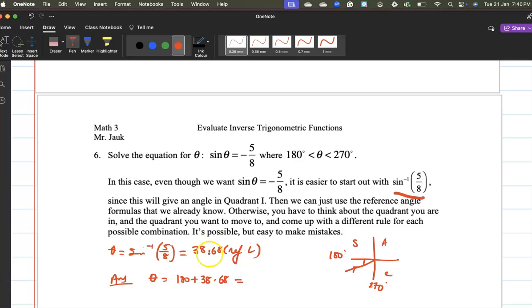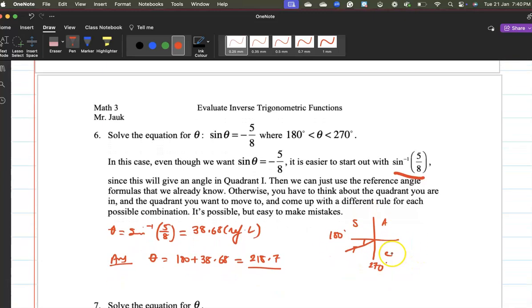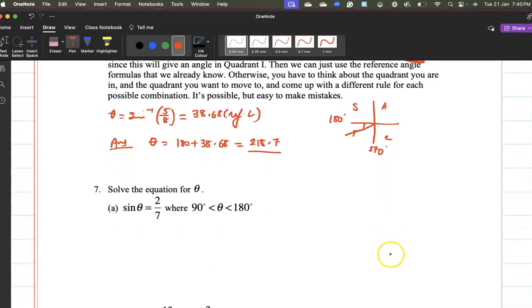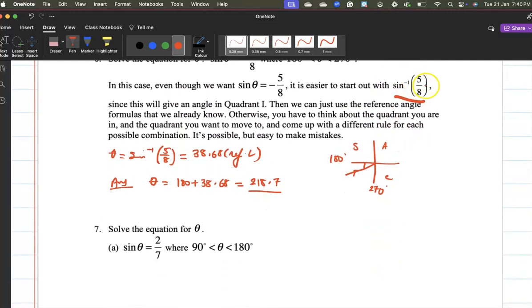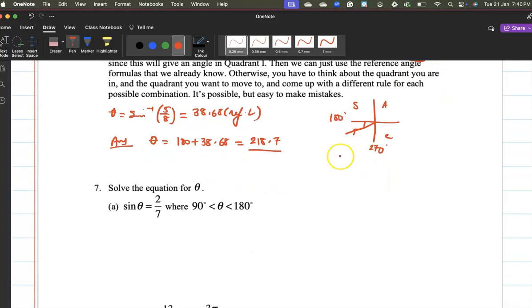That's how much? 218.7. That's how you do it. I was just getting confused about which one is a reference angle. But yeah, because you're finding... So when you ignore the sign and do it, the answer that you get will be the reference angle.